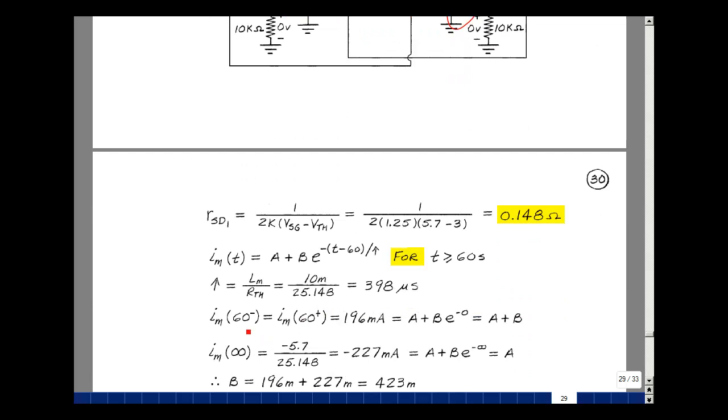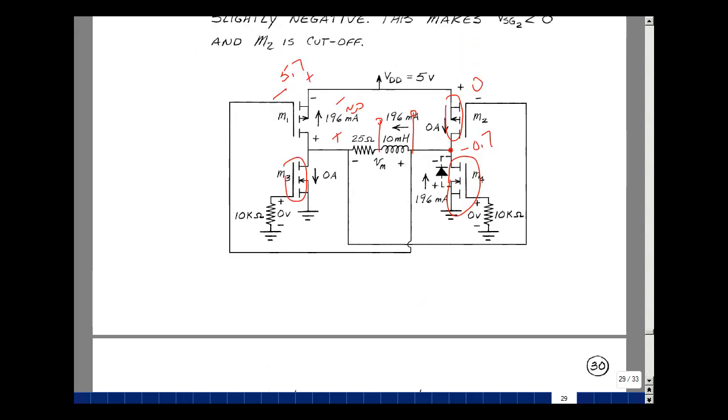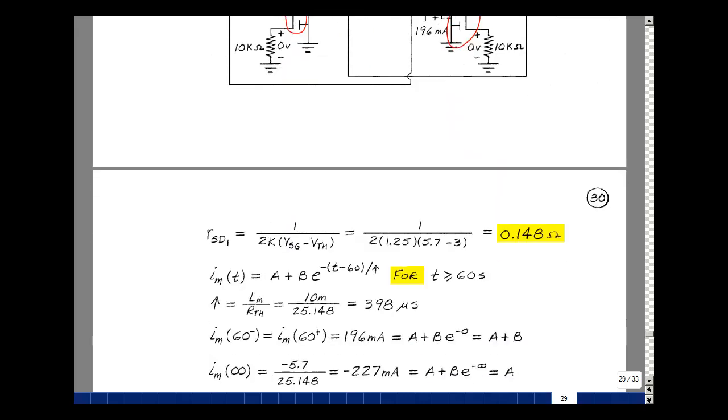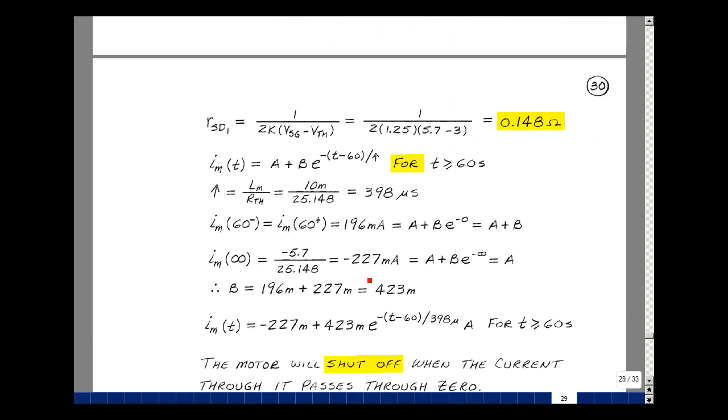Our current in the coil was 196 milliamps just before we switched, and then must be the same thereafter, and so that's going to be A plus B times e to the 0, or just A plus B. And as t approaches infinity, the circuit doesn't know something's going to happen. Simply going to find the current when this is a short circuit. The current in here is going to be the voltage across the resistances that we have divided by the resistance. So node voltage is equal to minus 0.7. It's a short here. And then this node voltage over here is 5 volts. I've got minus 0.7 minus 5 divided by the total resistance of 25 plus 0.148. I'm going to get a negative 227 milliamps with that calculation.